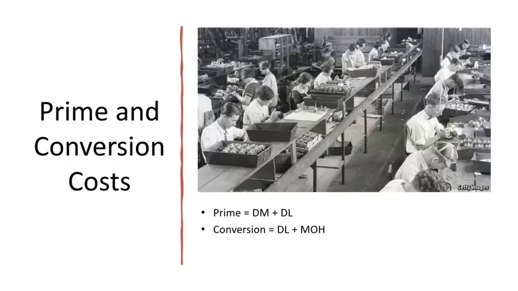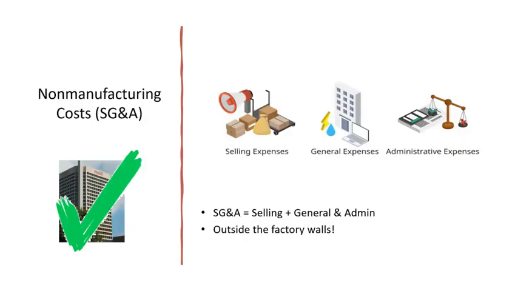Conversion cost equals direct labor plus manufacturing overhead. Prime cost, that's really the raw stuff, the hands-on work. Conversion cost, what's transformed from raw into finished. These are old school terms, but still useful for grouping cost logically, even if they sound like something from a 1920s factory. Now let's step outside the factory with SG&A.